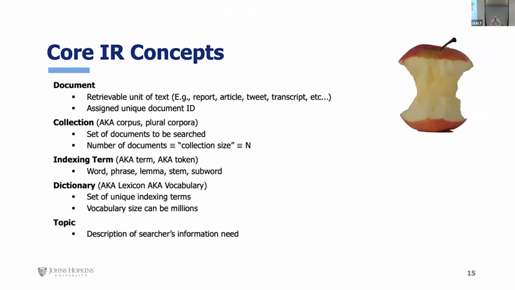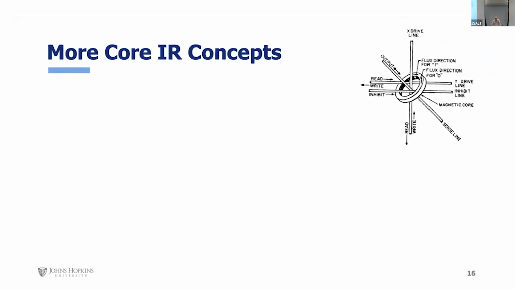A topic is a description of what the user wants to find. It's an expression of their information need, and not necessarily in any particular form. We just talk about the topic as some sort of description of what they're looking for. This is not the same as a query. A query is something you actually send to your retrieval engine, and there's a gap between the information needs that users can express and what you have to put into the system. So we make that distinction.